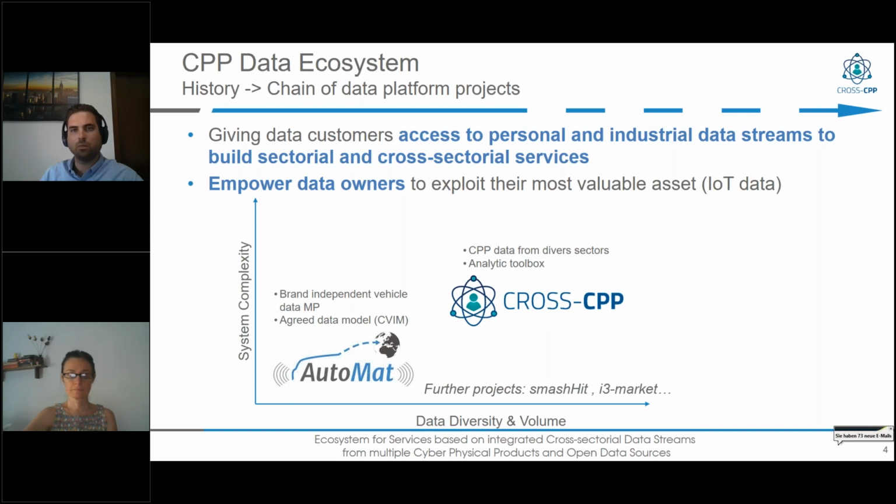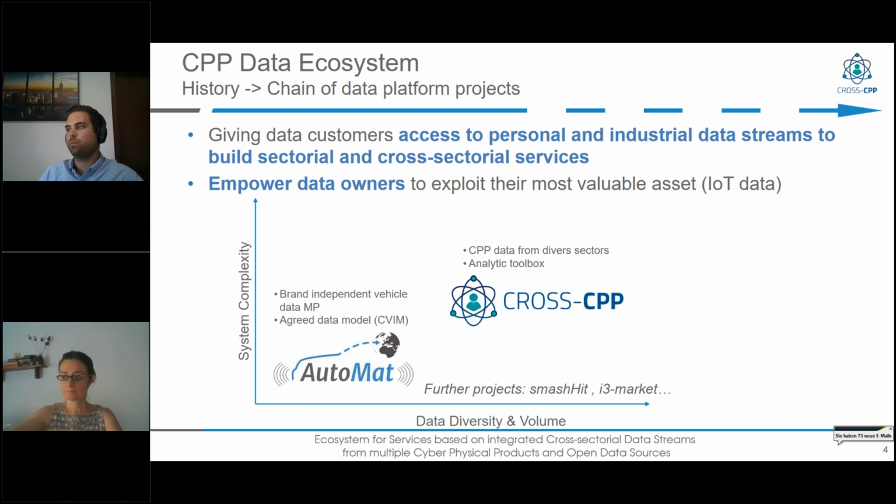Therefore, in Cross-CPP we worked a lot on the solution, on the data model, which is open for the integration of data coming from a lot of different sectors, and also provides more support functionalities for service providers who would like to use this data to create services out of it. That means the analytic toolbox, which is one of the big results of the Cross-CPP project. And there is also a lot of other stuff ongoing.